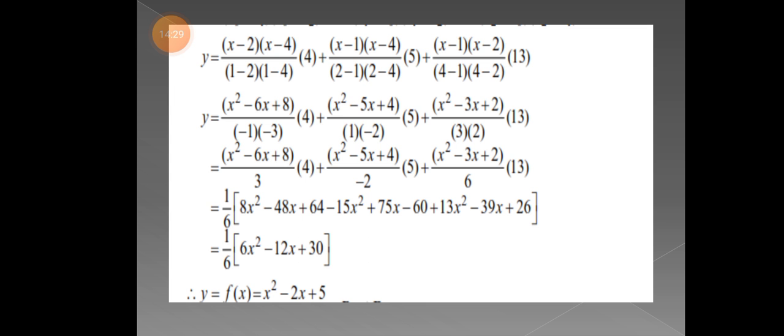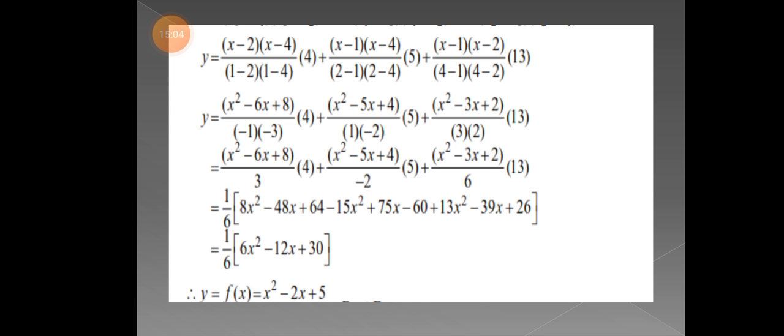That 6 was taken as common because it was common to all the values. That's why they have taken the 6 as a common value outside. Now just go through that. 8x square minus 15x square plus 13x square. Just calculate that value. Finally you are getting 6x square. And then calculate the minus 48x, plus 75x, minus 39x. By concluding that value, we will have minus 12x. Then 64 minus 60 plus 26 has been given here. So you'll get plus 30.